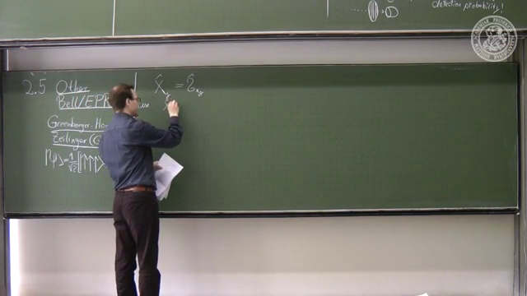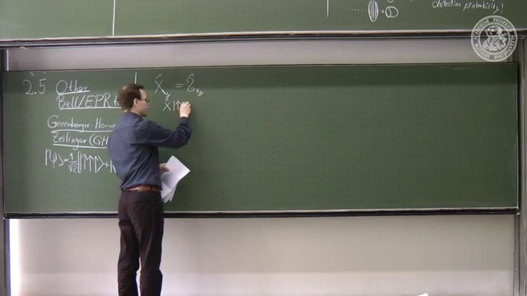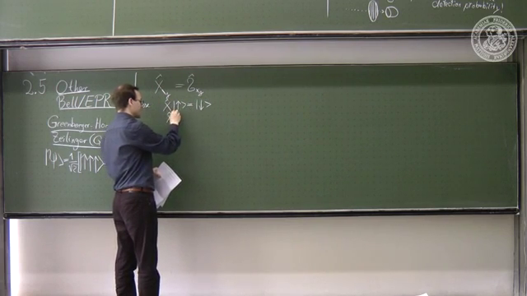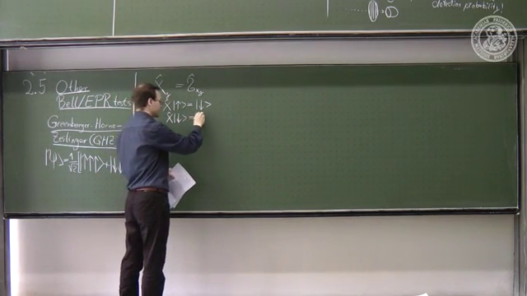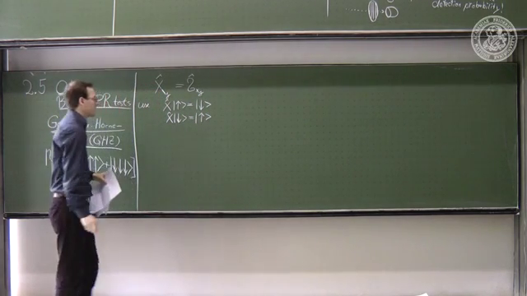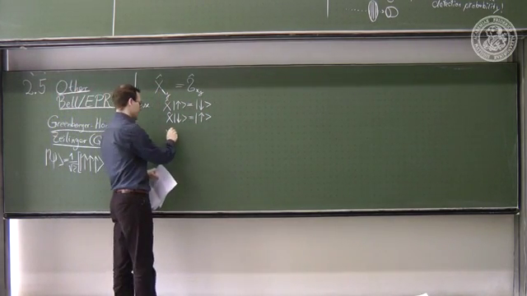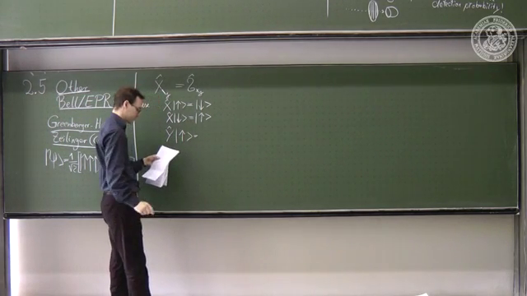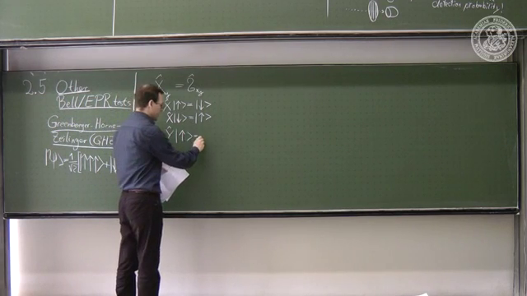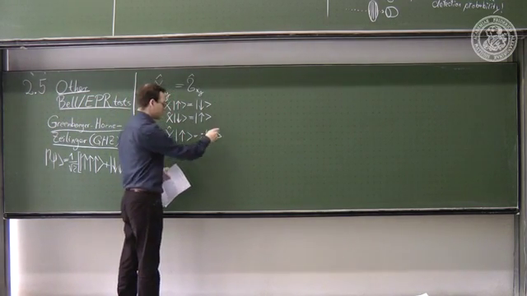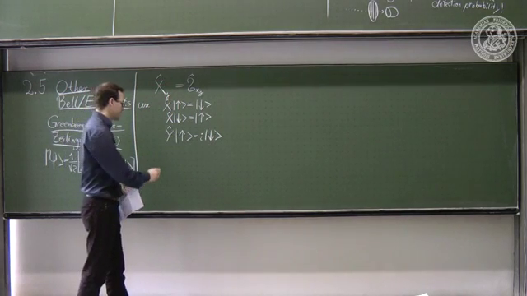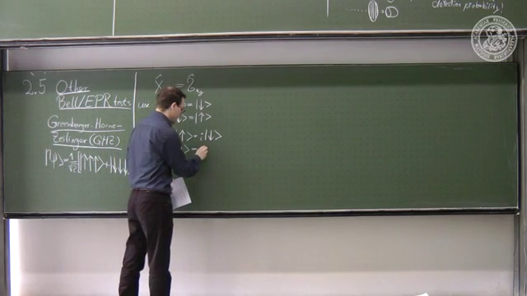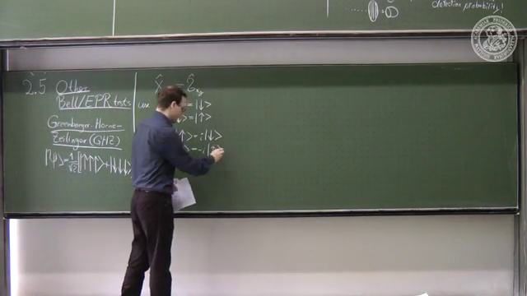We know, for example, if I apply sigma x to spin up, I just get spin down, so I flip the spin. If I apply sigma x to spin down, I just get spin up. Now, likewise, if I apply sigma y to spin up, I get i times spin down, so there's this extra i in here. And if I apply sigma y to spin down, I get minus i times spin up.